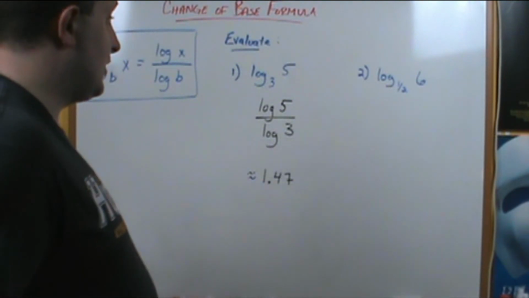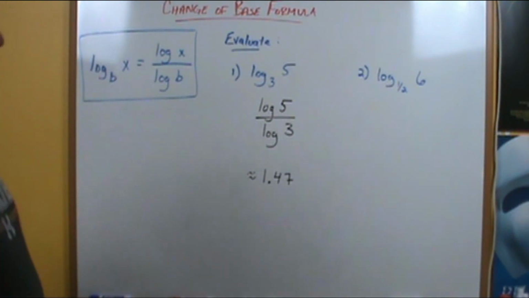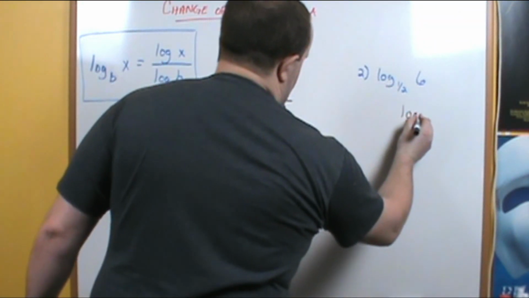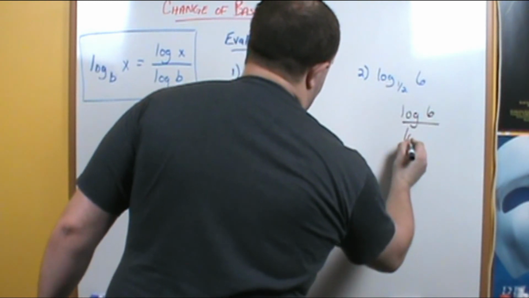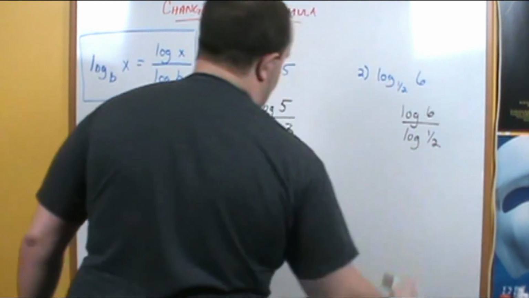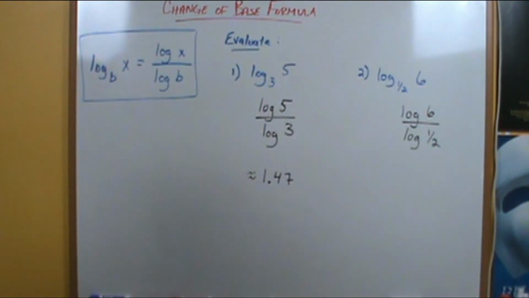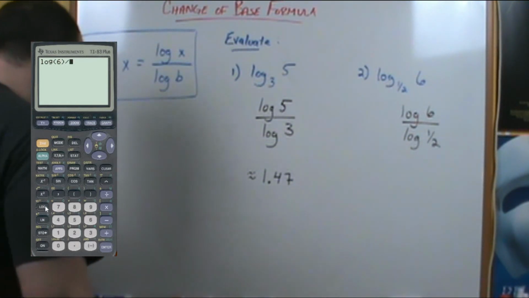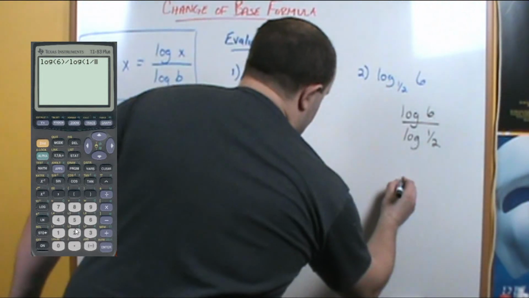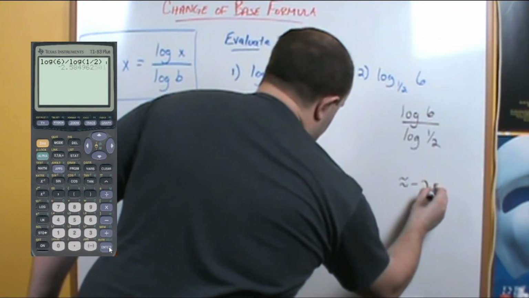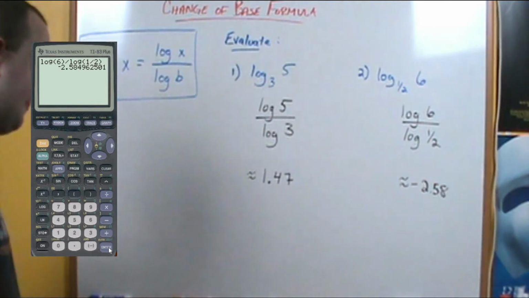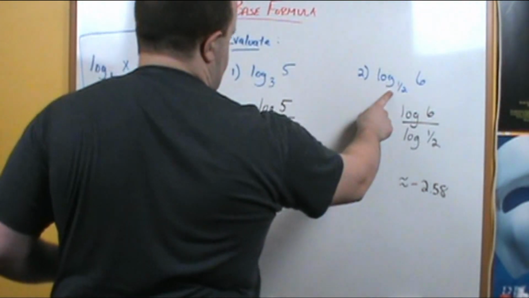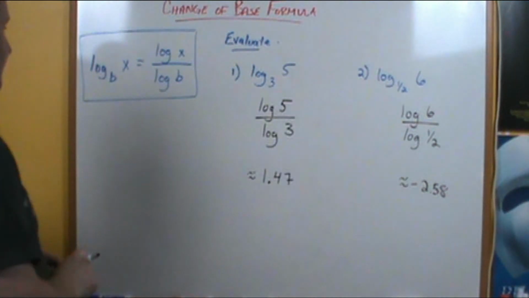Now in the second example here, log base 1/2 of 6, evaluating that and approximating it by the change of base formula, we get the log of 6 divided by the log of 1/2. And when we enter this quotient into our calculator and approximate it to the nearest hundredth, we get about negative 2.58. So log base 3 of 5 is about 1.47, and log base 1/2 of 6 is about negative 2.58.